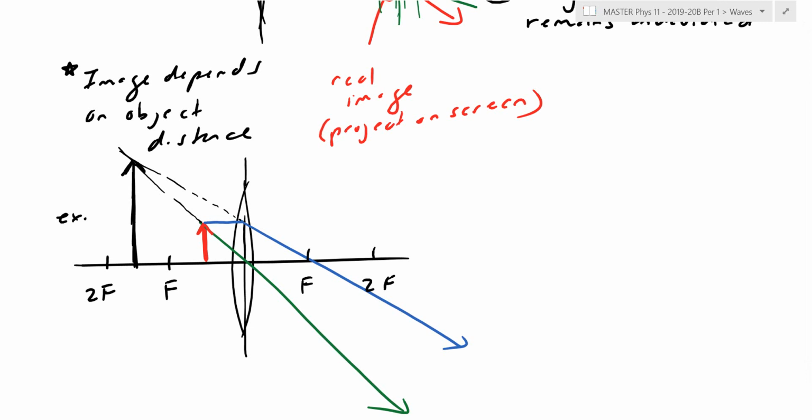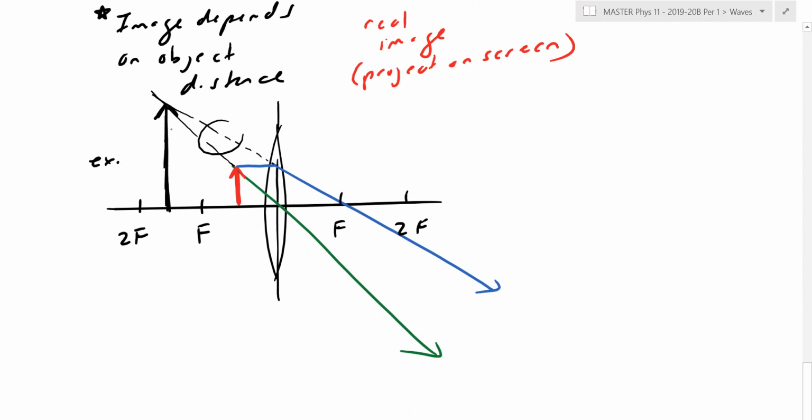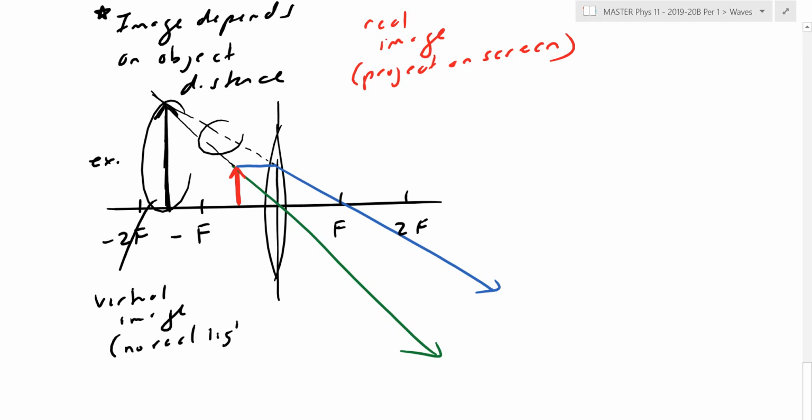Because these are not real light rays, it's not an actual light ray that's actually going backwards, this is not a real image. This is on the virtual side, this is on the negative side. This one here is now a virtual image. You can make a note to yourself, it's because no real light rays intersect.